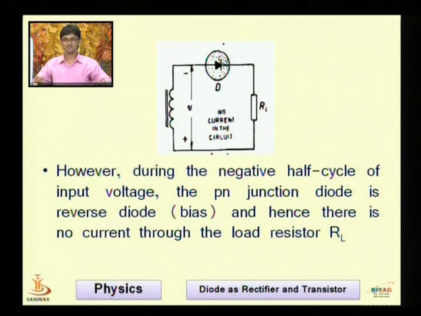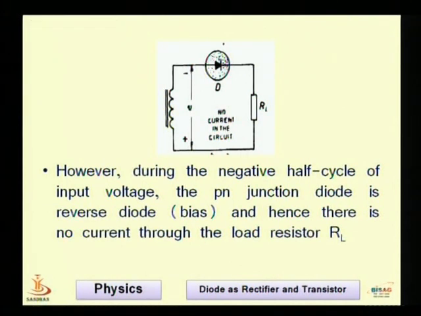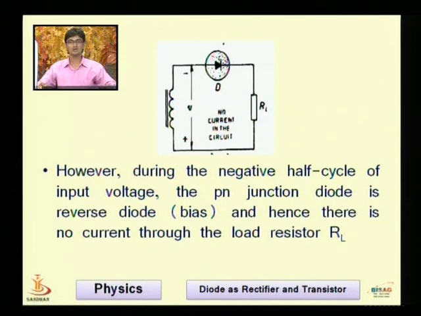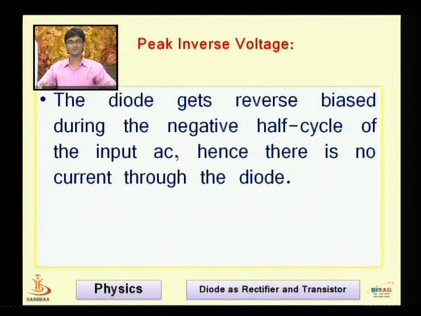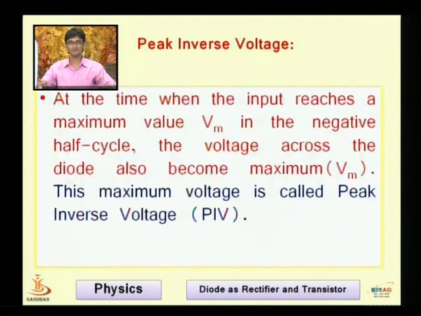See again, during the negative half cycle of the input voltage, the PN junction diode is in reverse bias and hence there is no current through the load resistor RL. So here is a very important term related to the rectifier. For the half wave rectifier, the diode gets reverse biased during the negative half cycle of the input AC. Hence there is no current flowing through the diode in reverse bias, as we have seen. But when the input reaches maximum value Vm in the negative half cycle, the voltage across the diode also becomes maximum.